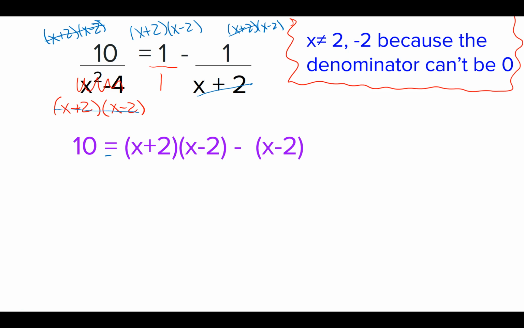All right, what do you think we're gonna do from here? I think you mumbled combine like terms. Is that what you said? Or multiply? Distribute? Yeah, let's multiply x plus 2 and x minus 2 in the middle. That gives us our x squared minus 4. And then I also took this negative and distributed it to x and minus 2.